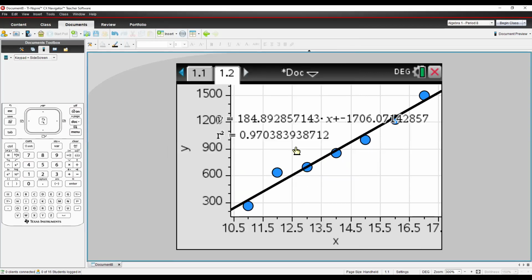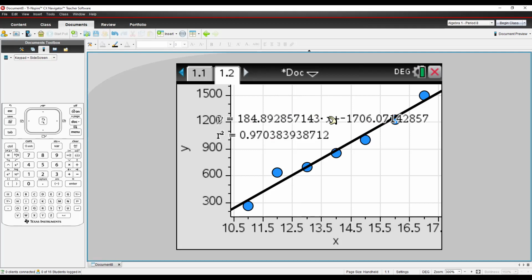So if you click on this, the equation is going to be y equals 184.89. You look to the right, it's 2. So you're going to drop all of these numbers, and then you're just going to keep the x. So it's going to be 184.89x.